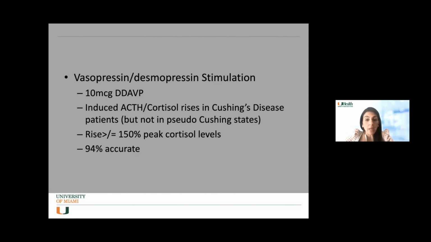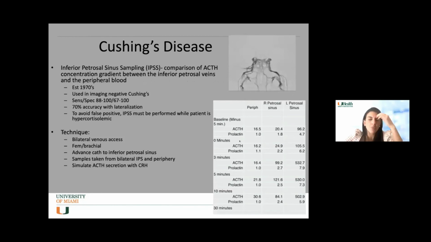One more test that you can do is the vasopressin or DDAVP stimulation test. You can give 10 micrograms of DDAVP, and the cortisol level will rise in Cushing's disease, but not in the pseudo-Cushing state. Okay, and this can be pretty accurate. This was being used in some of the groups, and in Wisconsin they were talking about using some of that as well.